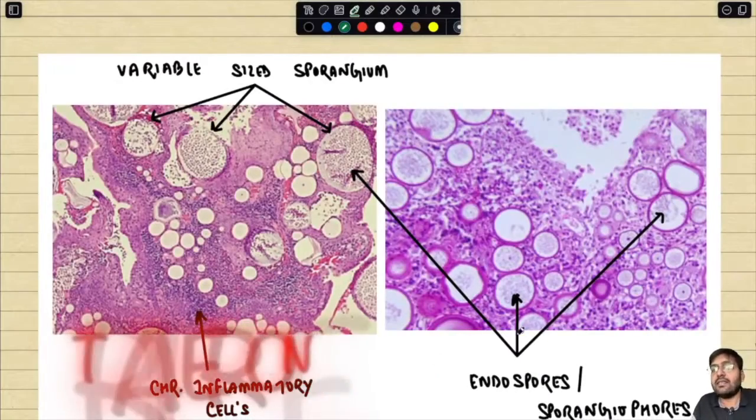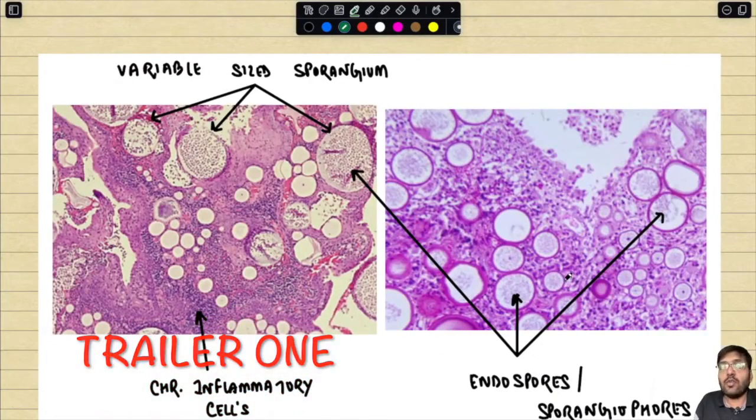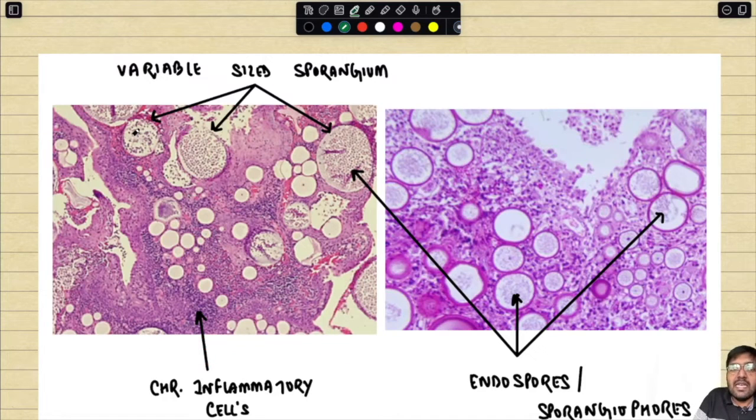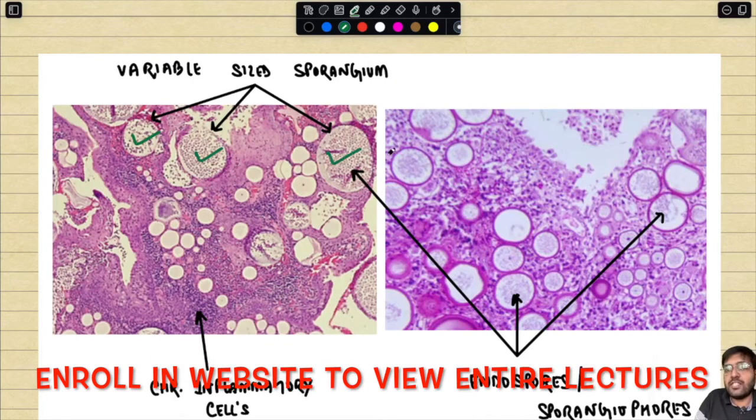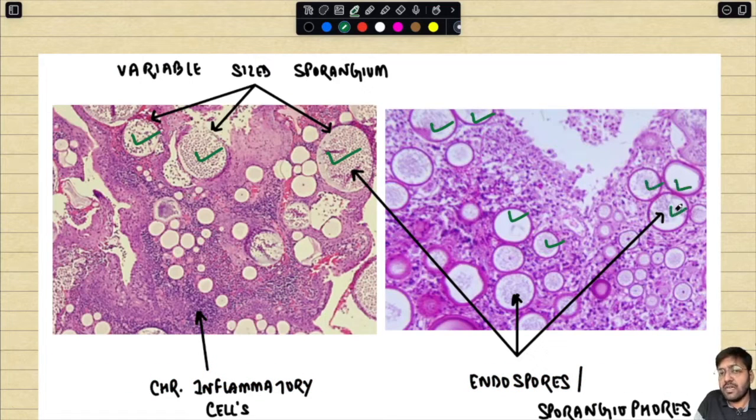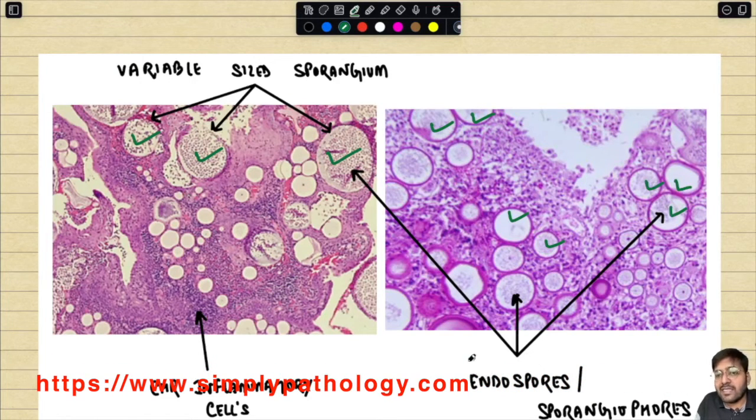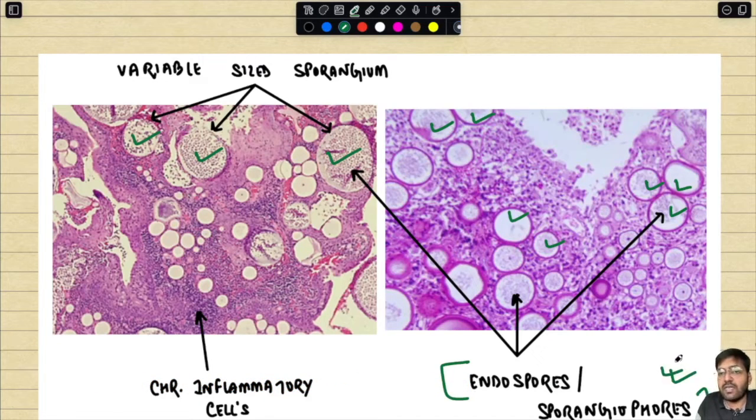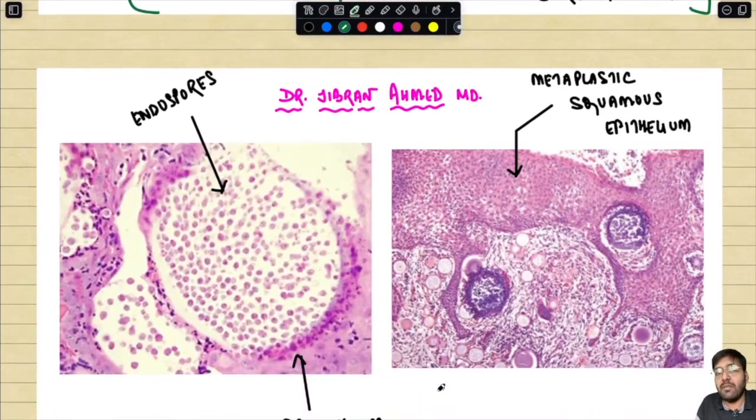So this is the classical exam slide of rhinosporidiosis, where you can see variable sized sporangium, as you can appreciate over here. Within the sporangium, you can see the endospores or the sporangiospores. And in between the sporangium, you can see chronic inflammatory cells.